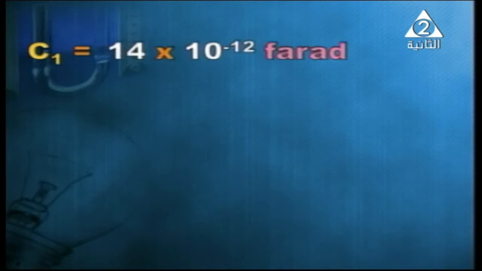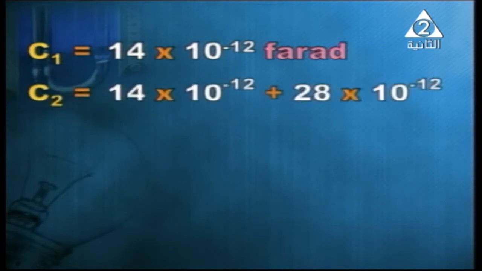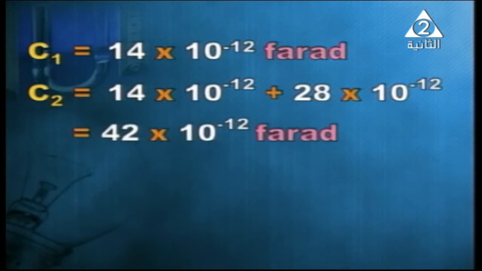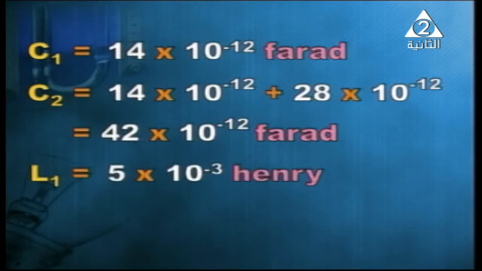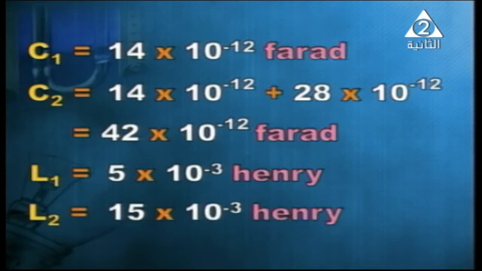So the initial capacity C1 is equal to 14 times 10 to the power of negative 12 farad, and the second is equal to 14 times 10 to the power of negative 12 plus 28 times 10 to the power of negative 12. It is 42 times 10 to the power of negative 12. First inductance 5 times 10 to the power of negative 3 Henry, and the second 15 times 10 to the power of negative 3 Henry.